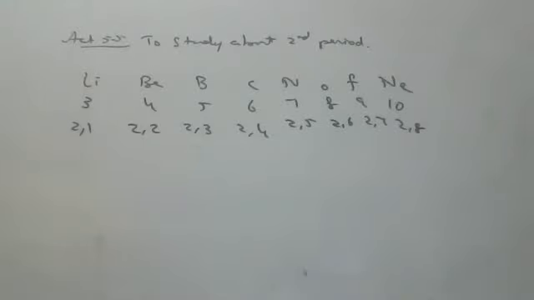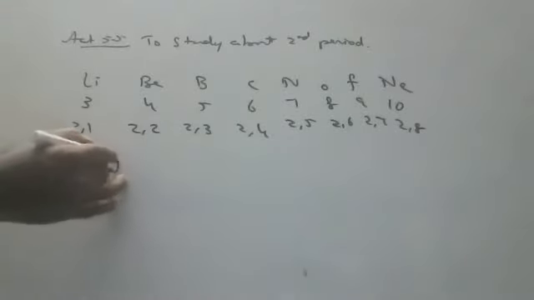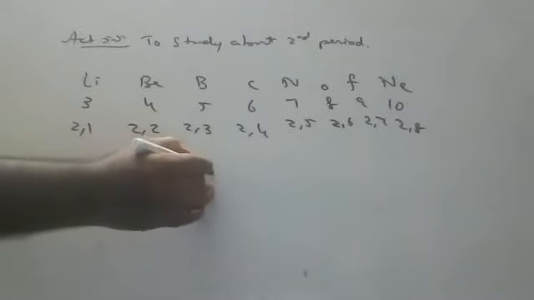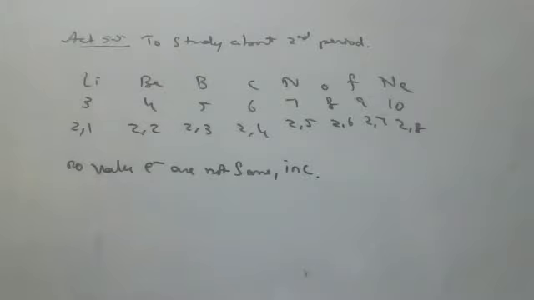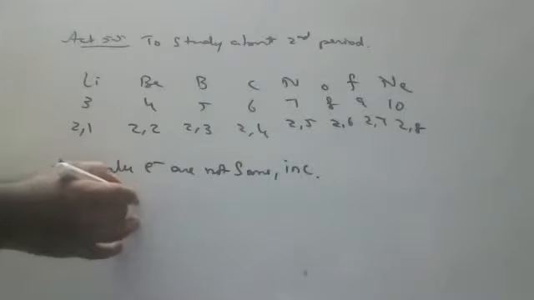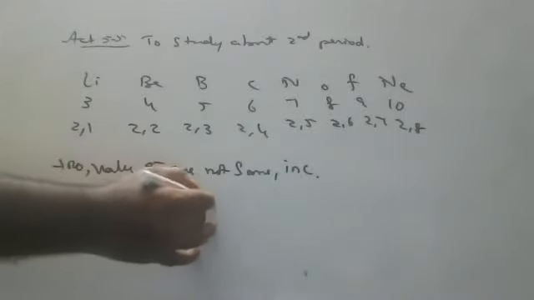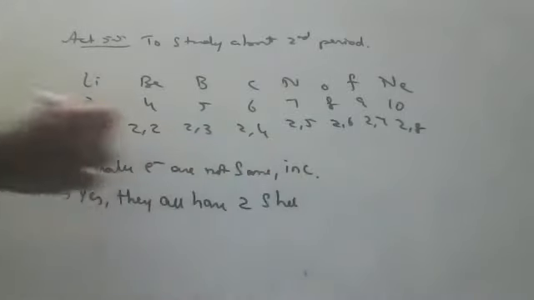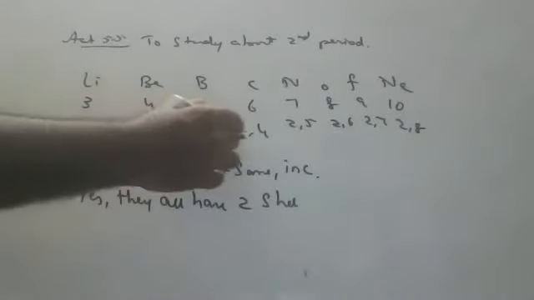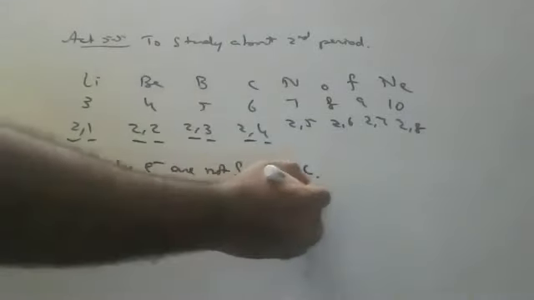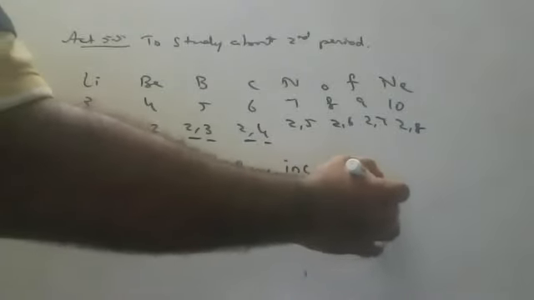Do these elements also contain the same number of valence electrons? No, valence electrons are not the same. In fact, they are increasing. Second question: do they contain the same number of shells? Yes, they all have two shells. See, children, 2, 1 means two shells. 2, 2 means two shells. 2, 3 means two shells. 2, 4 means two shells. Because they have two shells, they all belong to the second period.